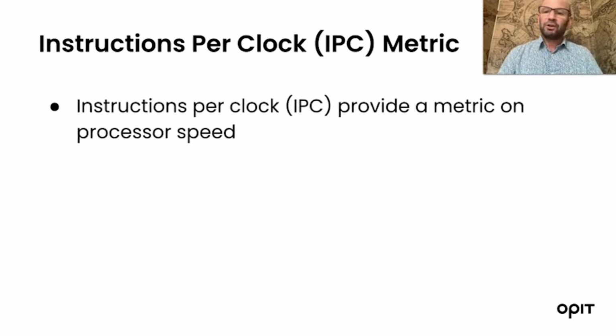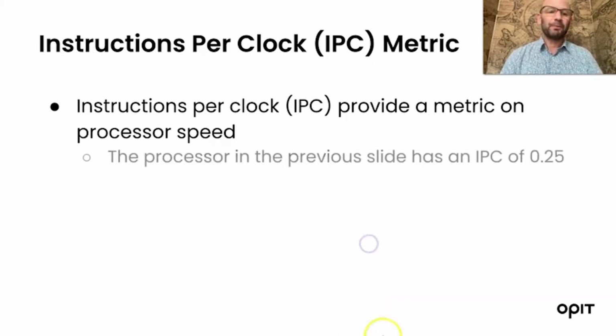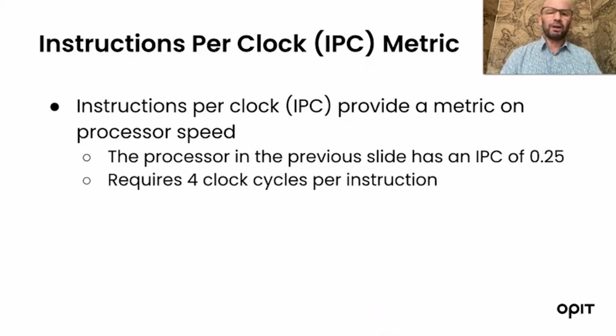So we can measure how efficient a processor is by using instructions per clock metric, or the IPC, and it provides a metric on your actual processor speed in terms of how many cycles it takes to execute, to go through the full 4 steps. So the processor in the previous slide would have an IPC of 0.25. In other words, it would require 4 steps to accomplish 1 task, essentially. So it requires 4 cycles per instruction.